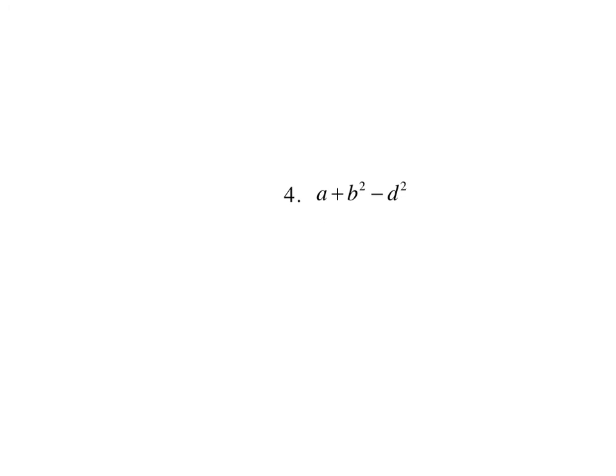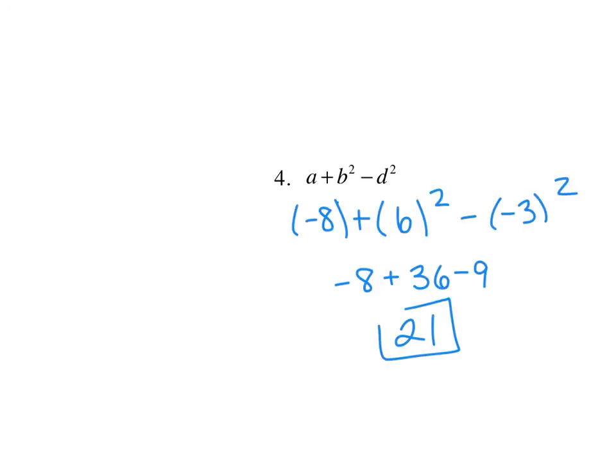Now I'm going to ask that you do the next question completely by yourself. So once you did that question by yourself, you should have done negative 8 plus 6 squared minus a negative 3 squared. Even though this negative 3 squared comes out to 9, you need to make sure that you carry this sign with it. Perfect.